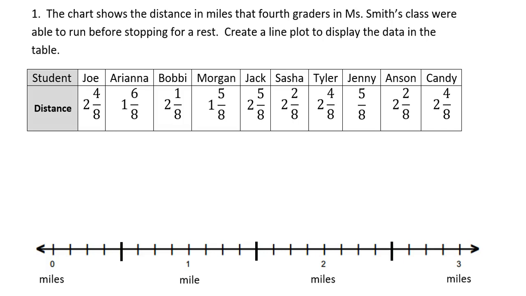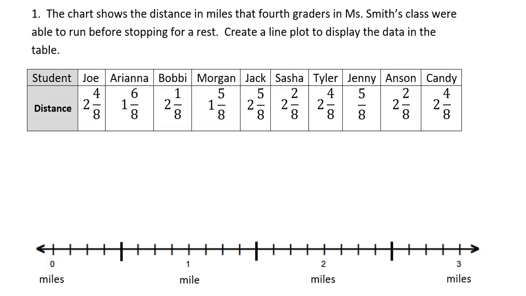So we have the data showing the students and the number of miles they were able to run before stopping. We also have a number line down below. The number line is broken into miles, and then each mile is broken into eighths. All we need to do then is plot the miles for each student on this number line.